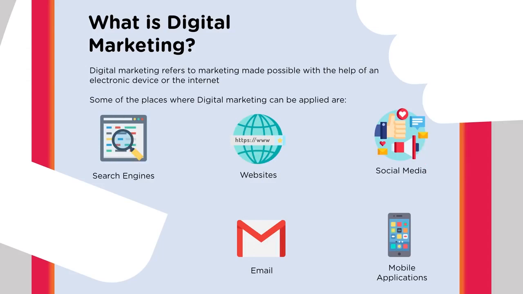So first off, before we get started, we're going to talk about what is digital marketing. And really, digital marketing covers a lot of areas. It's very broad. And really what it refers to is just marketing that a company does, a person does, an individual, a group, an organization, and they do it in the form of an electronic device or with the aid of the internet. That's really what digital marketing is.